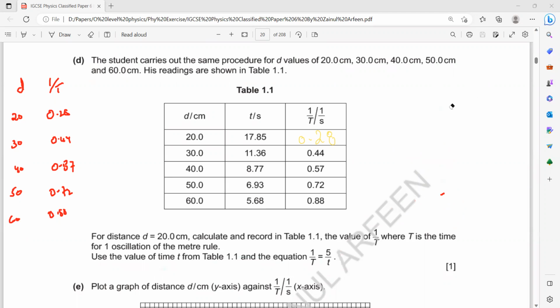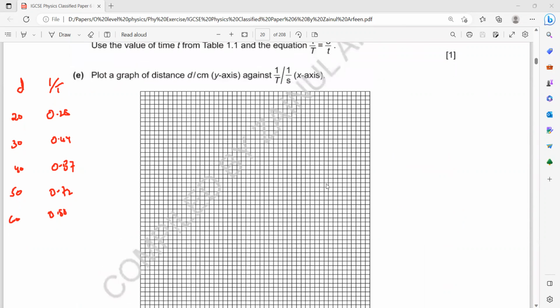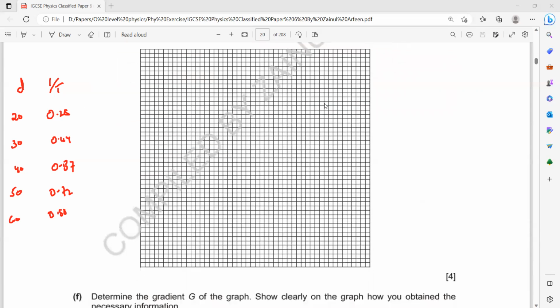Now we have to plot a graph. They mention D should be on the y-axis and 1 over T on the x-axis. But here they did not mention you should start from the origin, so you do not have to include the origin. They did not specify. So D is there.